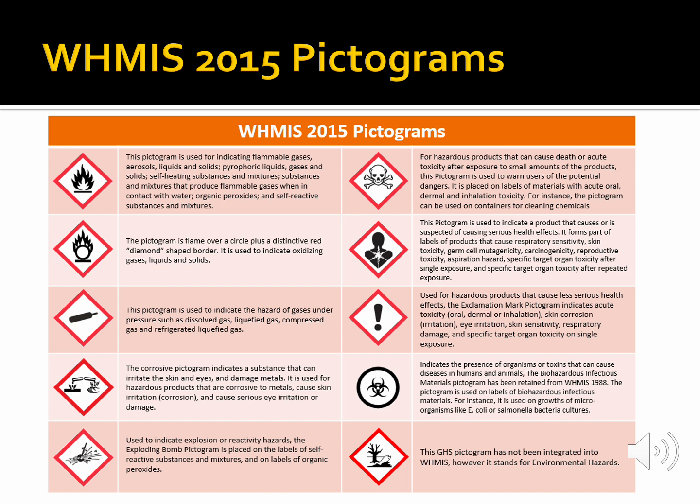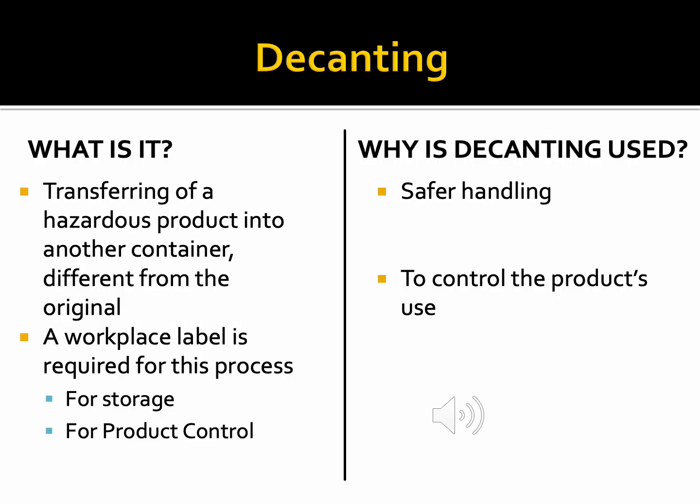Decanting. What is decanting? Transferring a hazardous product into another container, different from the original. A workplace label is required for this process for storage and handling, and for product control.